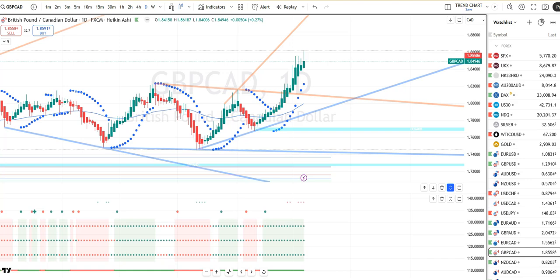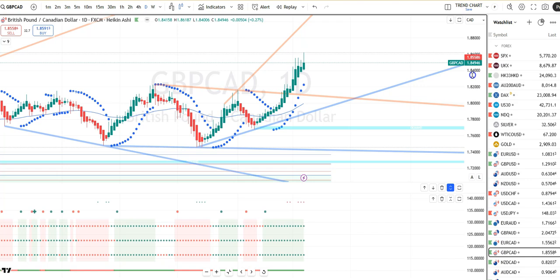Pound Canadian doing exactly the same thing. Please don't trade the Euro Canadian and the Pound Canadian and the New Zealand Canadian. They will be doing the same thing. Choose one which is your preference.